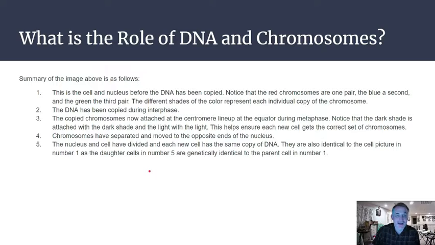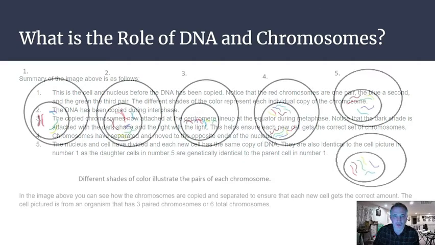Number 2 says the DNA has been copied, and that's what I was just talking about, during interphase, and now we see it lined up. Number 3, the copied chromosomes now attach at the centromere and line up at the equator. So this is entering metaphase. When we go back, we're going to look at 3, which is metaphase. Notice the dark shade is attached with a dark shade and a light with a light. This helps ensure that each new cell gets the complete set of chromosomes.